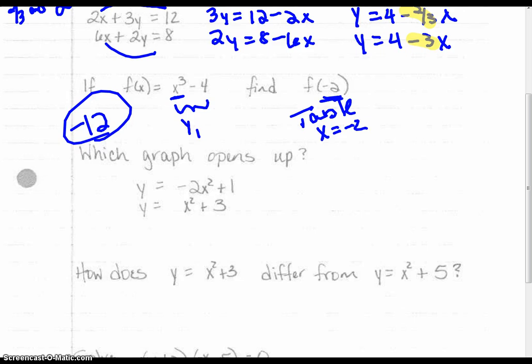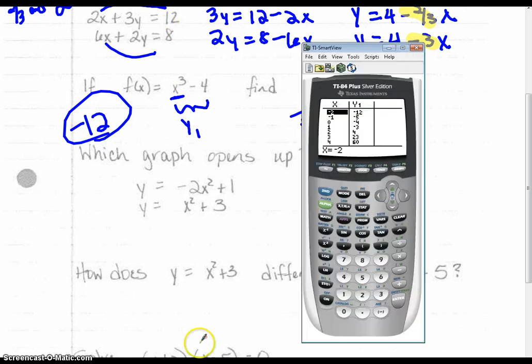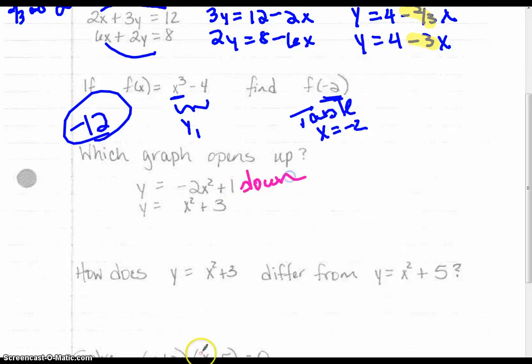Which graph opens up? If you remember the rules, wonderful, use them. If you don't, put them in y equals, look at your graph and see what happens. So we have negative 2x squared plus 1. Just look at your graph. Does it open up or open down? The open end is at the bottom, so this opens down.